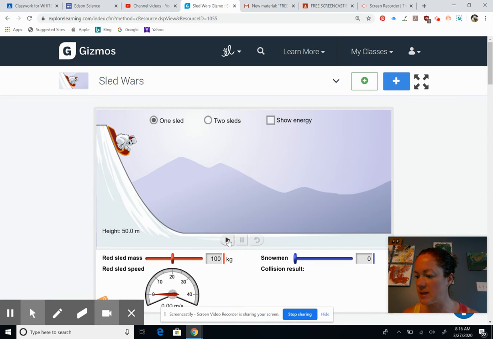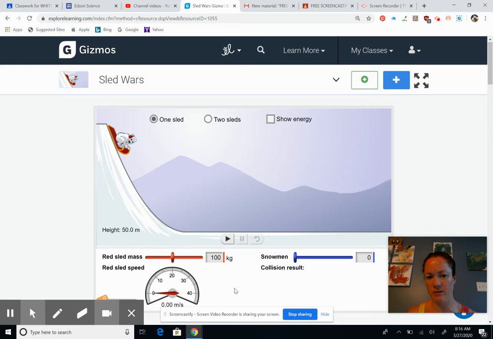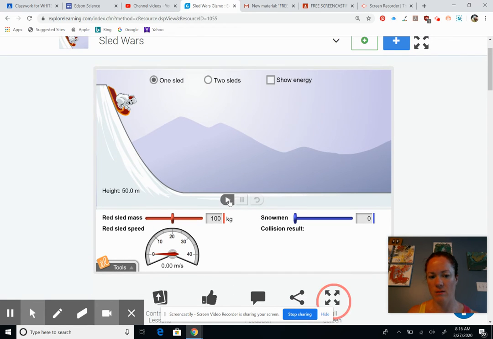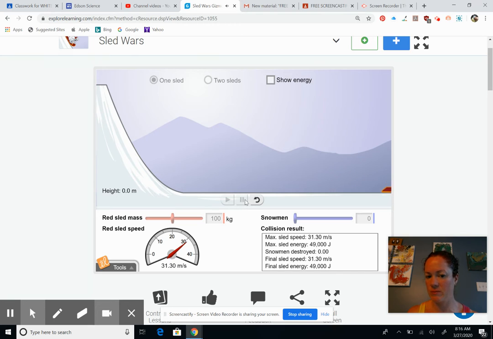What happens to the sled speed as it moves down the slope? So we're going to watch the speed down here. It's increasing as it moves down the slope. And acceleration is a change in speed or direction over time. It accelerates. In what 2 ways does the sled accelerate as it descends?